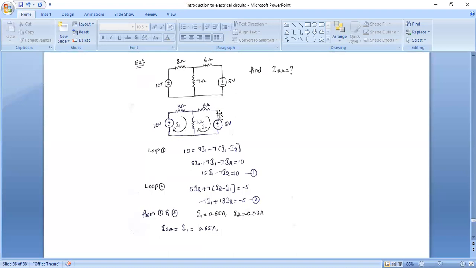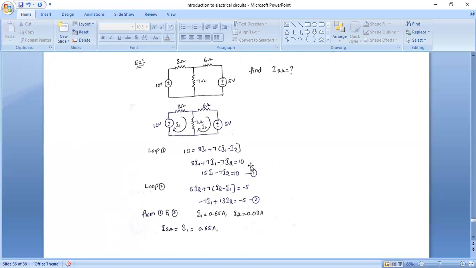Similarly, apply the KVL for the second loop. Here the source is 5 volts and current is flowing from positive to negative. So that is minus 5 equals 6I2 plus 7(I2 minus I1). So that is minus 7I1 plus 13I2 equals minus 5. Let it be equation 2.